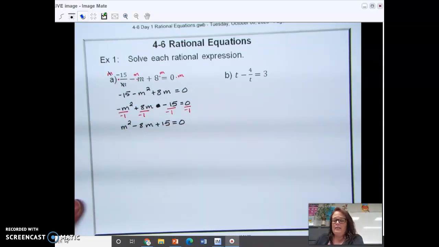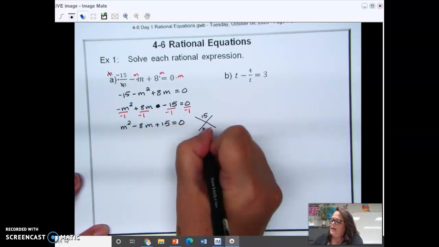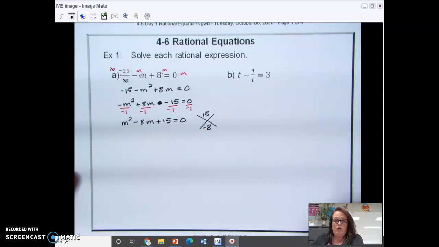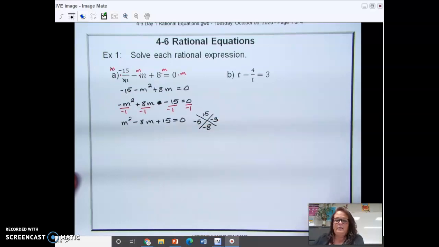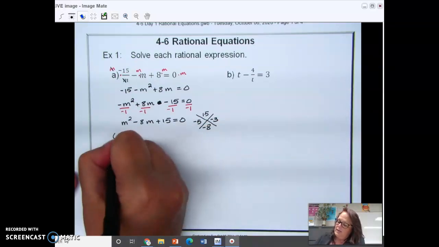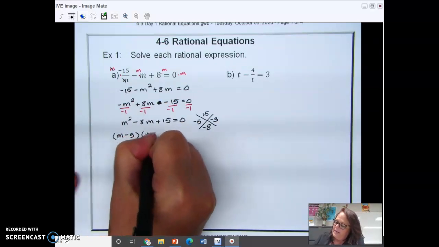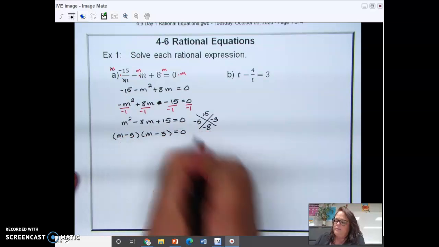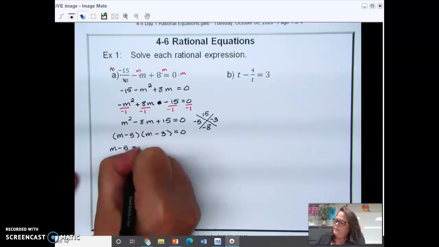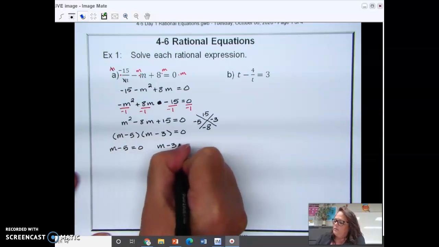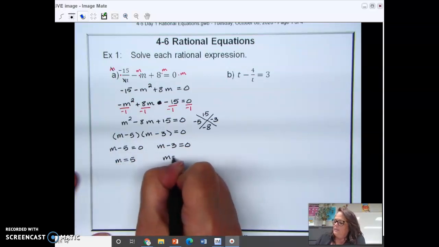So now it's just a quadratic equation. We've worked on those. So we're saying what multiplies to give me 15 that adds to give me negative 8. So hopefully you're thinking negative 5 and negative 3, that their product is positive 15 and their sum is negative 8. So we get m minus 5 and m minus 3, and their product is equal to 0. So the zero product rule says that either the first term is equal to 0 or the second term is equal to 0. So that means I could have m equal to 5 or I could have m equal to 3.